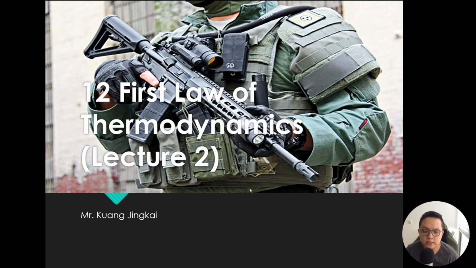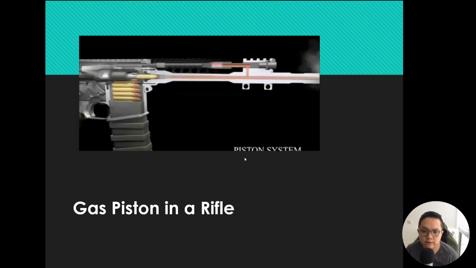How this rifle works is that within the rifle itself there's this. Your bullets are here, and this is the piston that hits the back of the bullet. When this happens, the explosion happens and the bullet is pushed outwards. But of course, the gas coming out from the explosion is collected by this channel here.